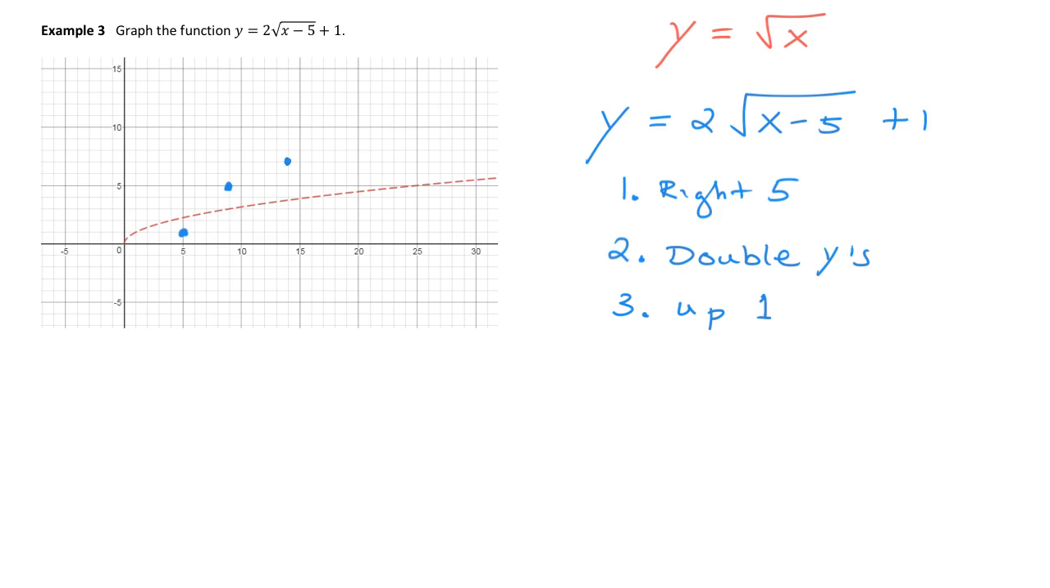So you can get as many points as you need, but just with these 3 here, I think I get the general shape of the graph. It's going to look like the one I started with, going through these 3 points. So this is my graph. The whole thing moved right 5 places. It then doubled all of the y values and then moved that entire thing up 1 place.